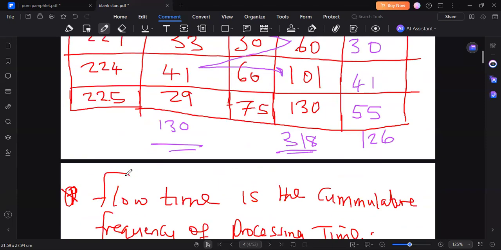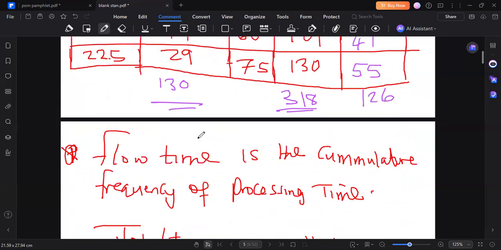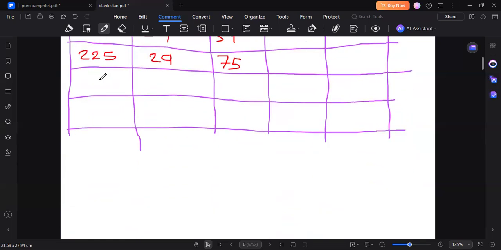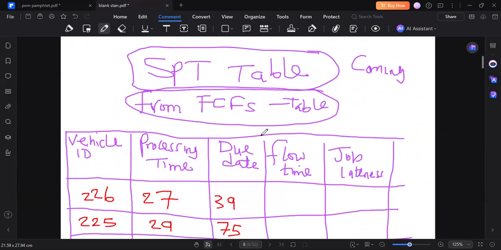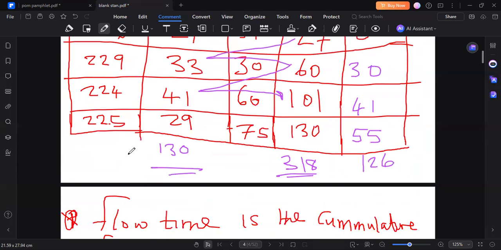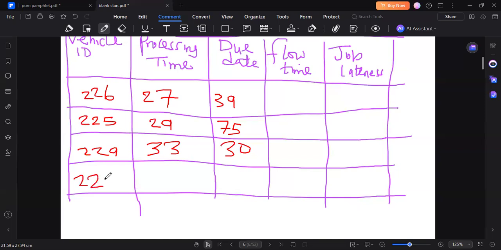225 has 29 and 75. Then we have which other one? 229, 33 and 30. We are ranking them starting with the first one, the one with the shortest processing time. All right, then the other one is 224, 41 and 60.